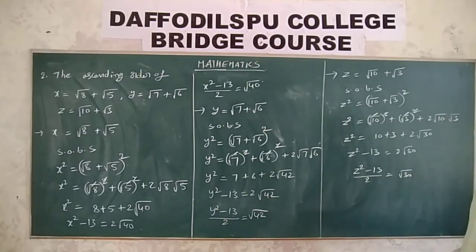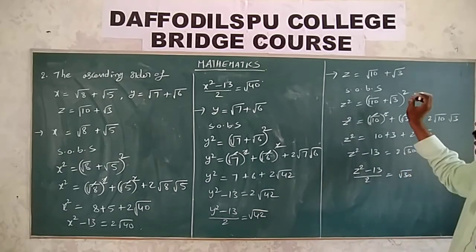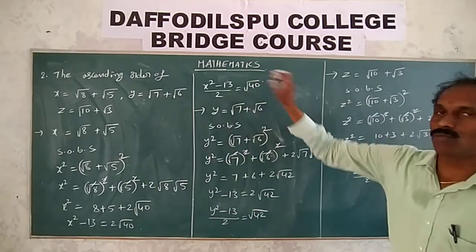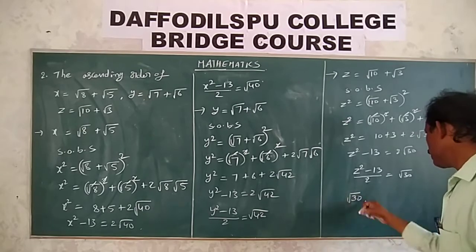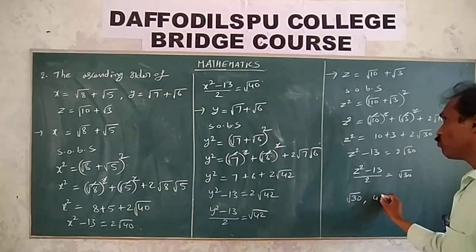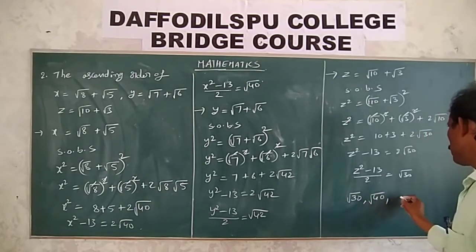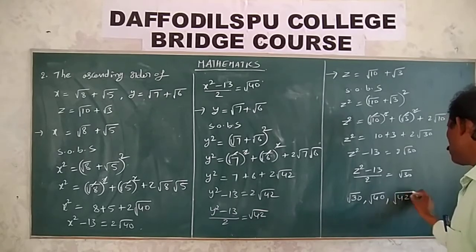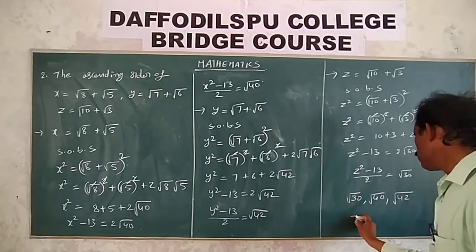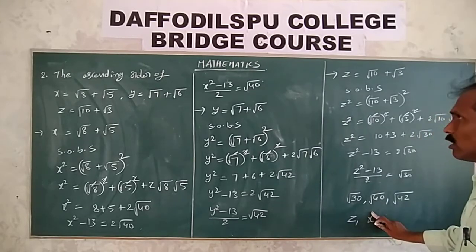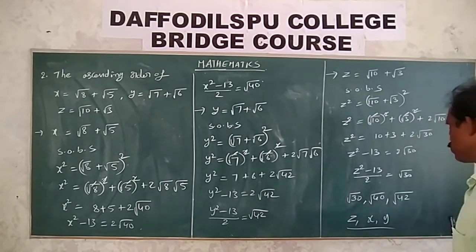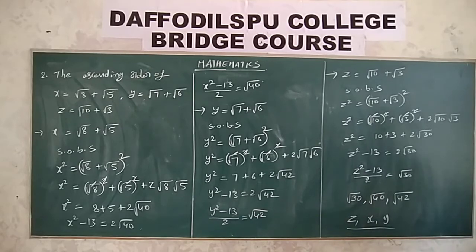Okay, they are asking the ascending order. Which is the smallest one? We have root 30, root 42 and root 40. So first of all, write this in ascending order: root 30, root 40 and root 42. Therefore this value relates to z, x and y. So these are the ascending order like this.